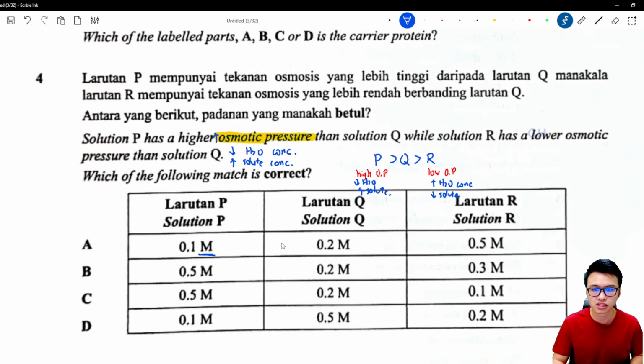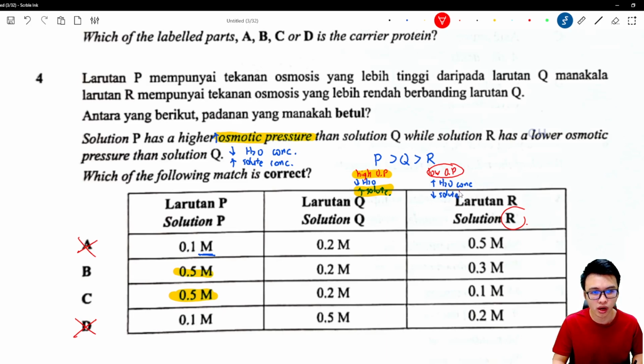M stands for molality. Basically, it refers to the concentration of the solute. So if you look back to the explanation that I just gave, you can see that high osmotic pressure means high solute. The answer should be 0.5 and 0.5. This is the highest, right? Not amongst all these concentrations. So we eliminate A and D. Now, left B and C. R is the lowest. It has the lowest osmotic pressure.